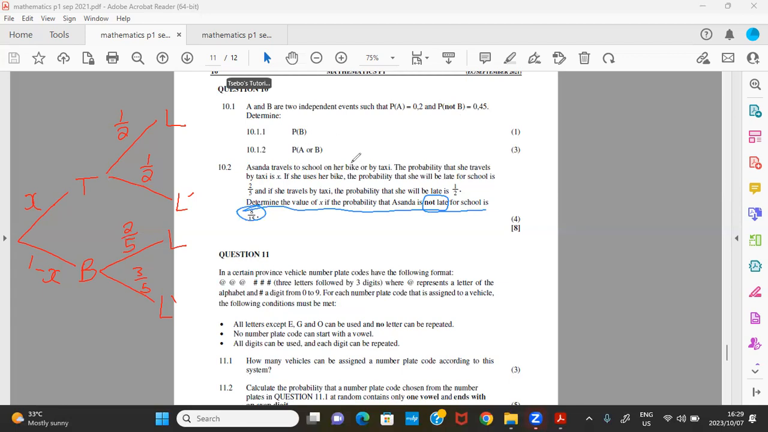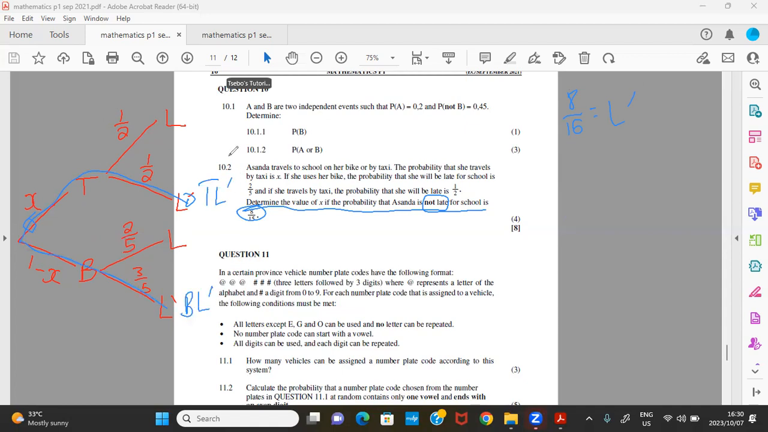So what we are given, this 8/15 relates to what? Not late. So to get the value of x, we will use the information whereby Asanda is not late. The first one is when she's using a taxi and she's not late, this one here. And the second one is when she's using a bike and she's not late.